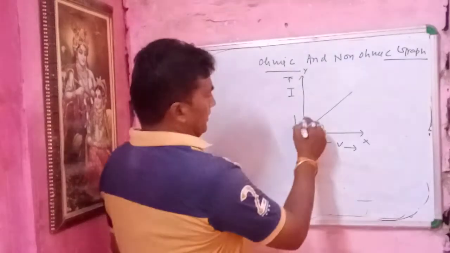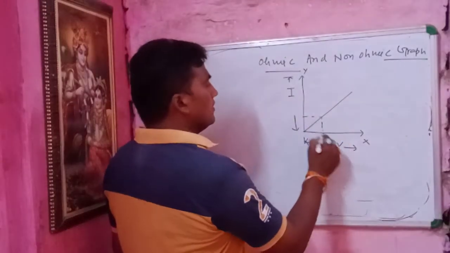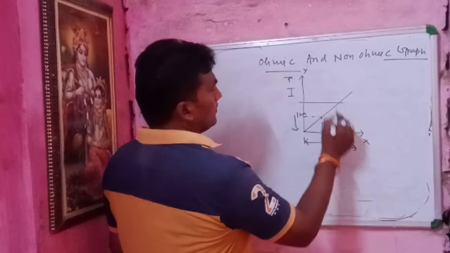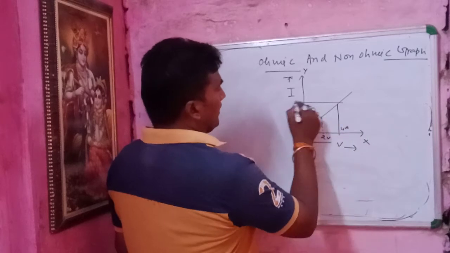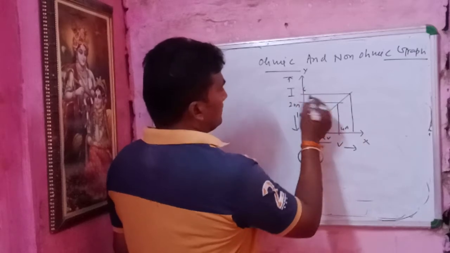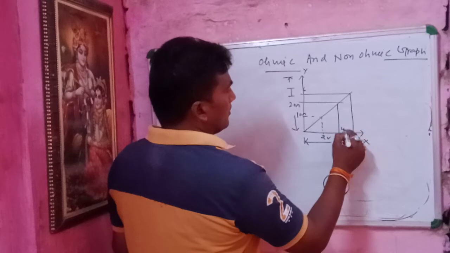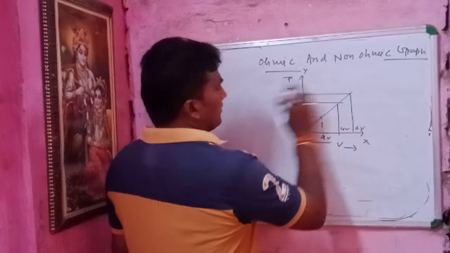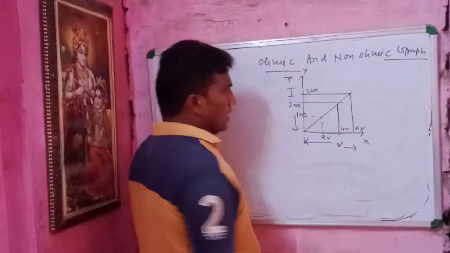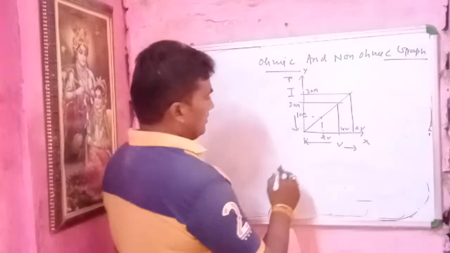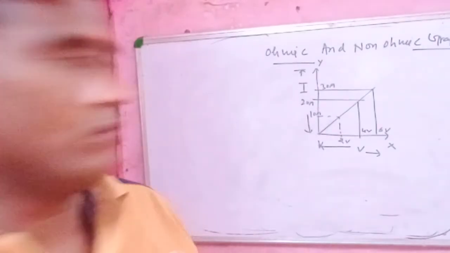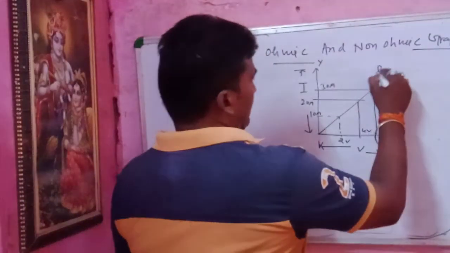It is generally represented like this: 2 volt, current 10 ampere; 4 volt, current 20 ampere; 6 volt, current 30 ampere. And we identify the value of resistance. R is equal to V upon I in every case.